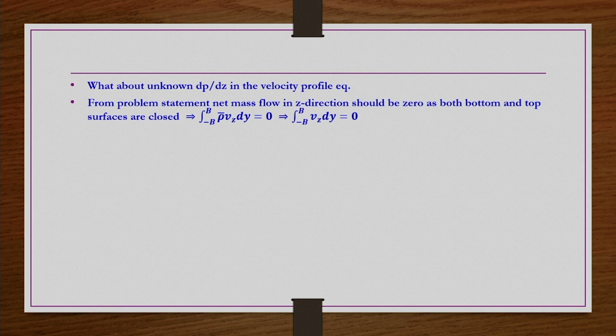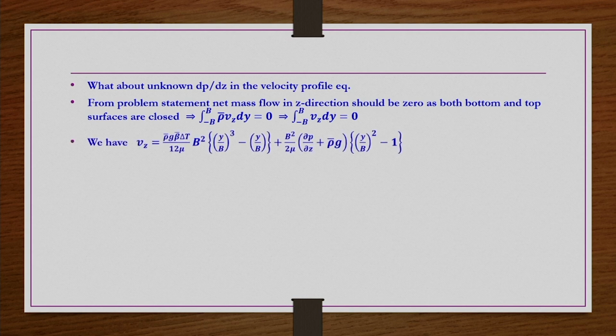That means if you take the limits of y from minus b to plus b, the integral of ρ̄ vz dy should be 0, right? And then ρ̄ is constant, so that you can also take to the right hand side. So the integral from minus b to plus b of vz dy is equal to 0. If you do this, you can get some information about this ∂p/∂z. So vz, we just now derived this equation. Now this equation we substitute here and then integrate it.